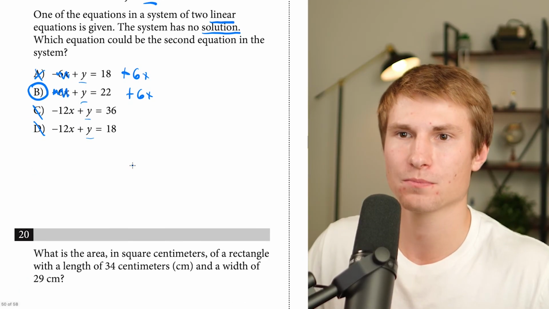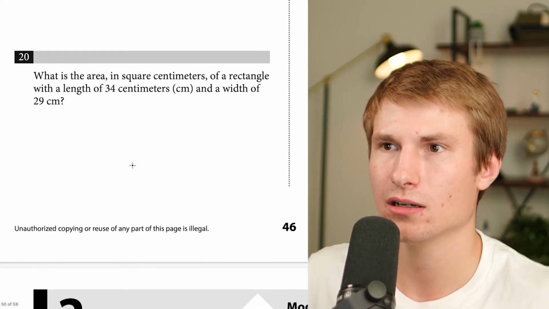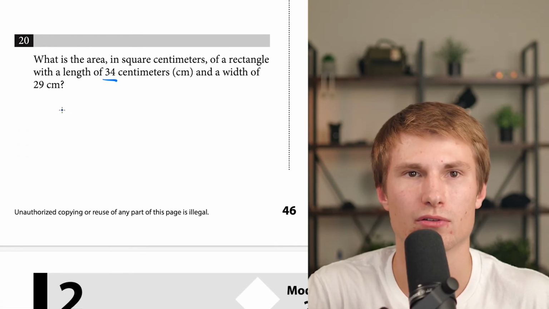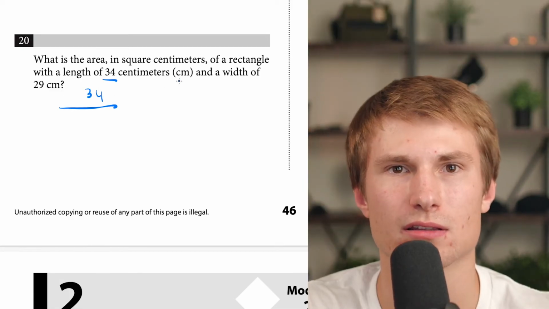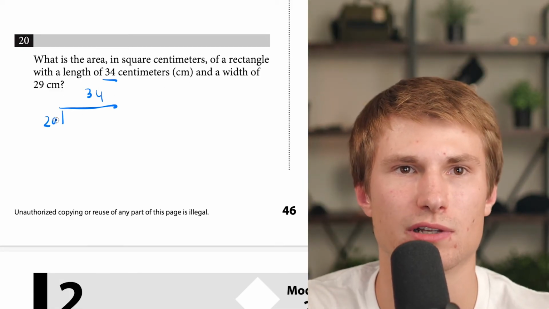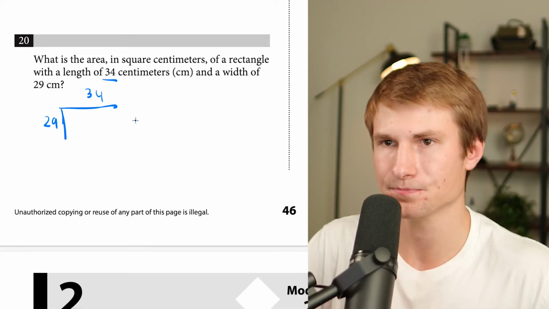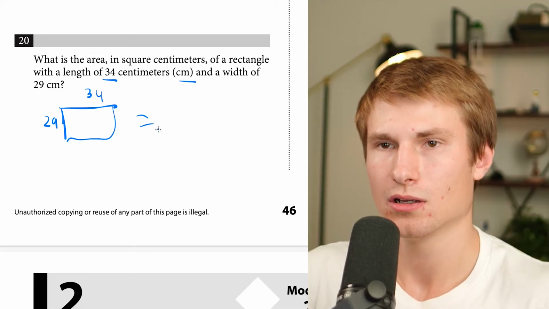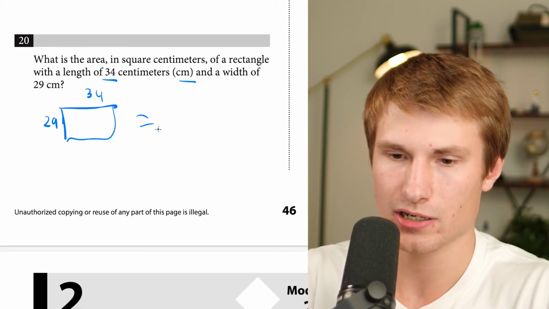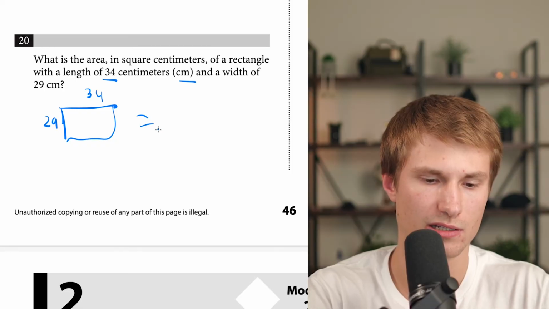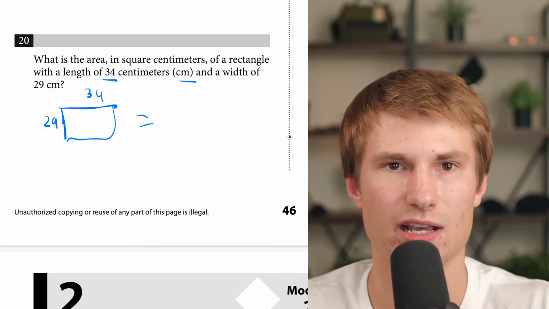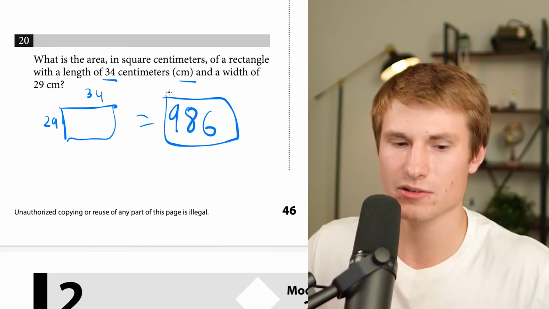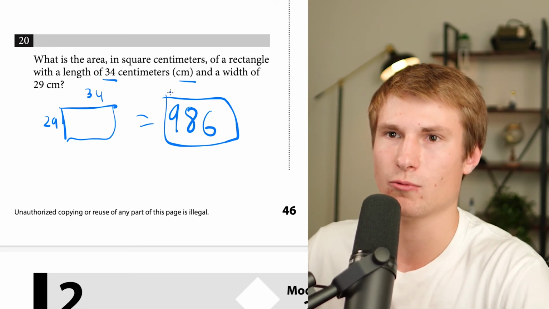Okay, number 20 now. What is the area in square centimeters of a rectangle with a length of 34? So 34 is our length and a width of 29. Calculate the area. It's pretty easy. No unit conversions at all that we have to do here either. So 29 times 34 is all we've got to do here. We'll just put it in our calculator, 29 times 34, and this gives us 986. All right, so that one's pretty easy there. We can go ahead and move on to 21.